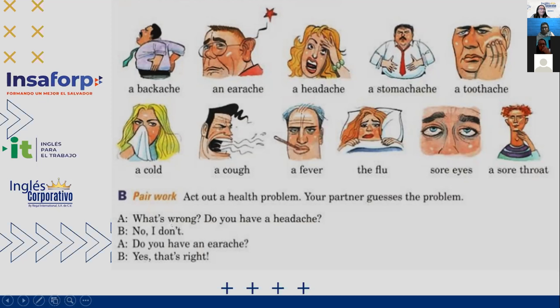All right, we're going to ask the question, what's wrong? Like this, the example says, act out a health problem, your partner guesses the problem. Si en caso no puedan encender la cámara y no lo puedan dramatizar, pues pregunten acerca de las imágenes, right? What's wrong with him? What's wrong with this person? O sea, ¿qué le pasa a esta persona? He has a backache. What's wrong with him? Si es con hombre, tendría que ser with him. Si es con una mujer, tendría que ser with her. ¿Qué le pasa a ella? Eso es como la pregunta, ¿qué pasa? What's wrong?